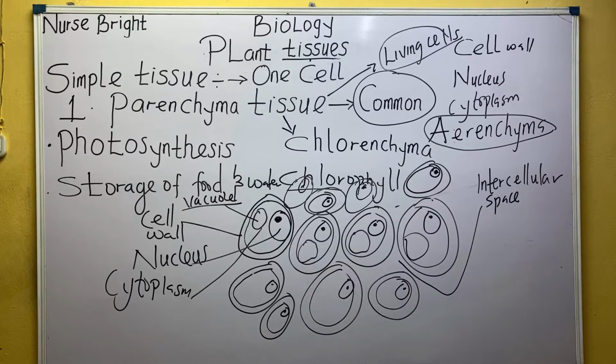Remember, I said that parenchyma tissues are made up of what now? Living cells. I did not tell you that they are made up of dead cells, so don't get me wrong. They are made up of living cells. So let us move further. The next plant tissue I want to talk about is called the collenchyma tissue. All these are simple tissues in a plant.